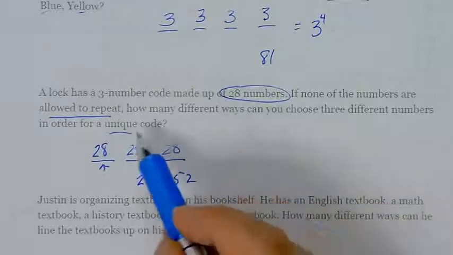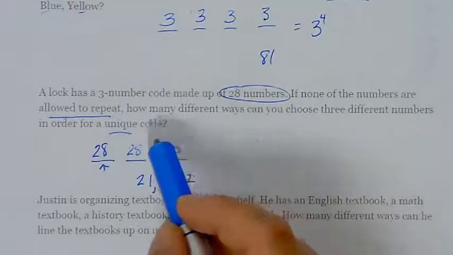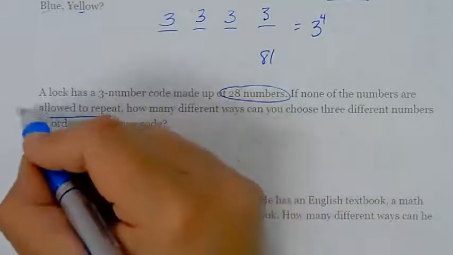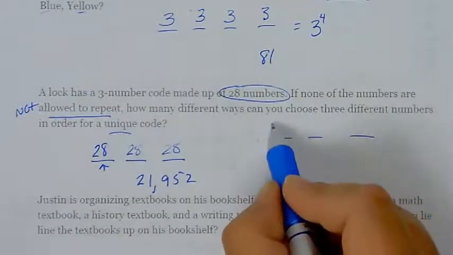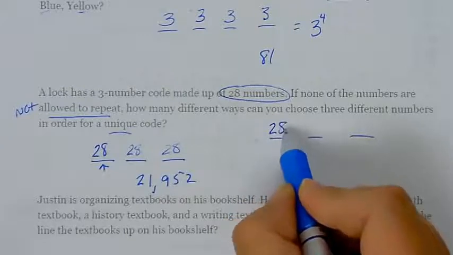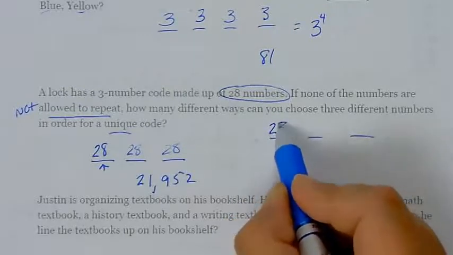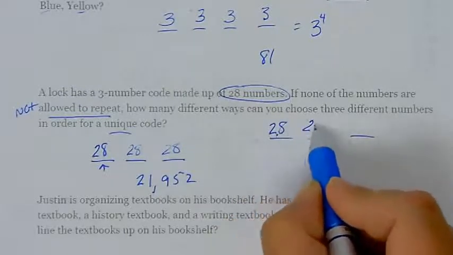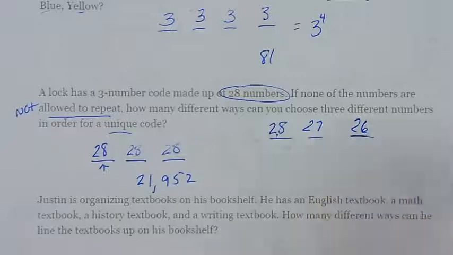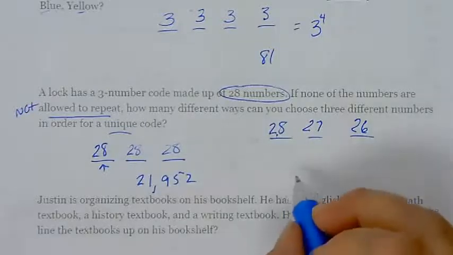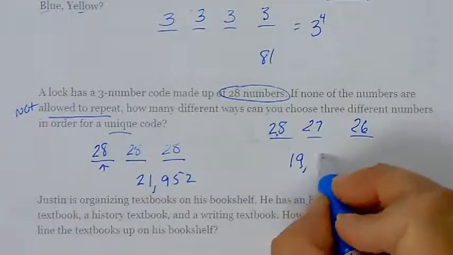Let's change this problem. What if it says that you're not allowed to repeat? So in that particular case, if I'm not allowed to repeat, there's 28 numbers I could put here, but once I choose a number for this spot, I can't repeat it. I would put 27 here. And once I choose something for this spot, I can't repeat it, so I would only have 26 to put in this spot. So in this particular case, there would be 19,656 ways.